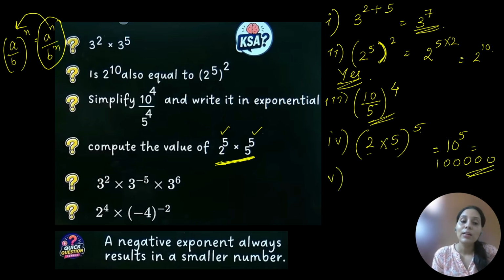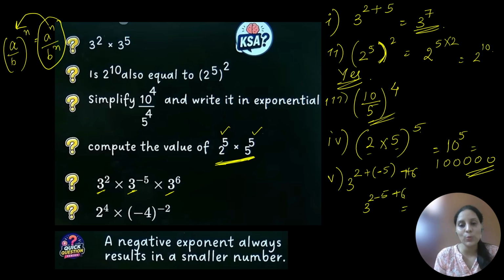Next up we have this one. Now again all the bases are same and you have multiplication. So this is nothing but product. If you have product you will just add up the powers. So 3 power 2 plus minus 5 plus 6. So what do I get? 3 power 2 minus 5 plus 6. So 6 plus 2 is 8. 8 minus 5 is 3.